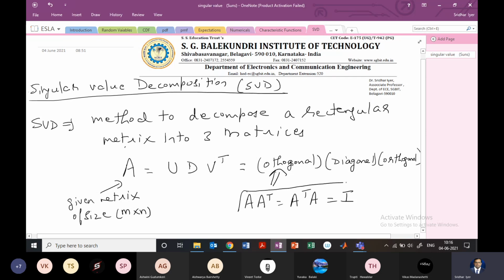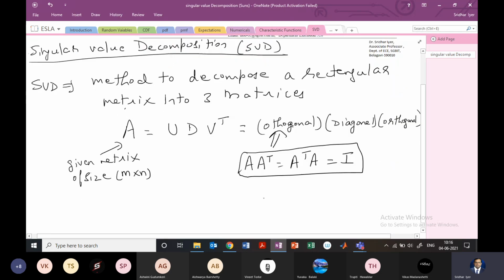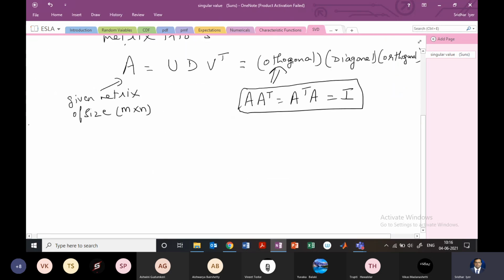So that is an orthogonal matrix. In general, I'm sure you know what is orthogonal. Orthogonal means two entities will be perpendicular to each other, right? So you can see there that A transpose A is equal to I, right? So that is the property of the orthogonal matrix, right? So we'll see how we can decompose and what exactly happens.